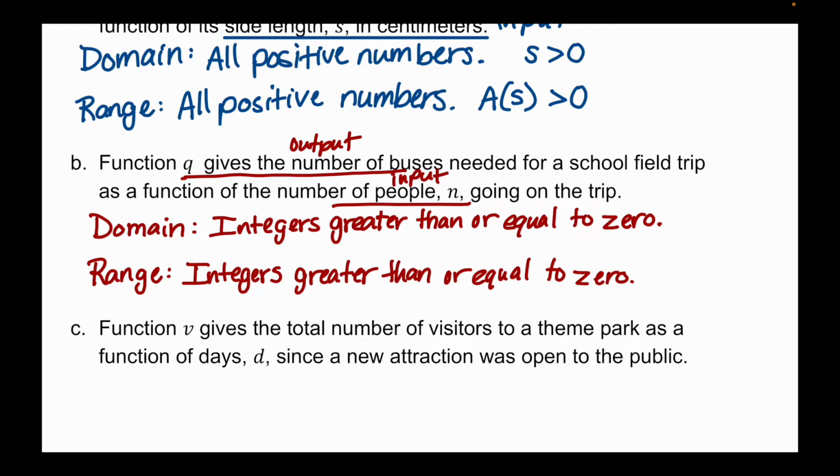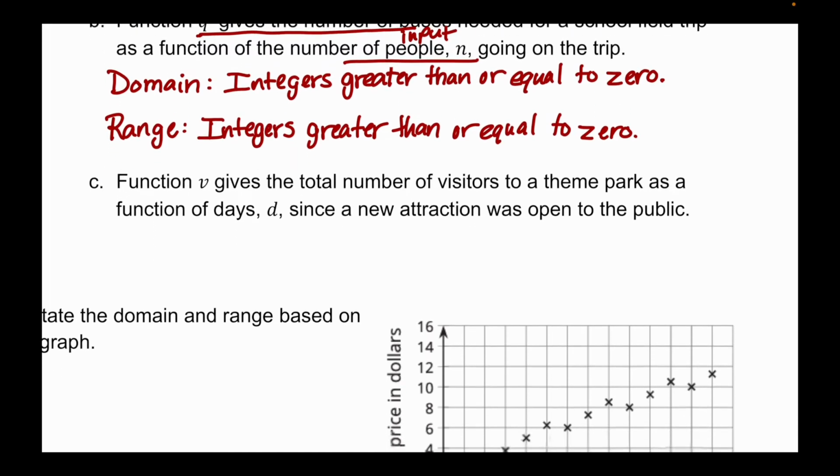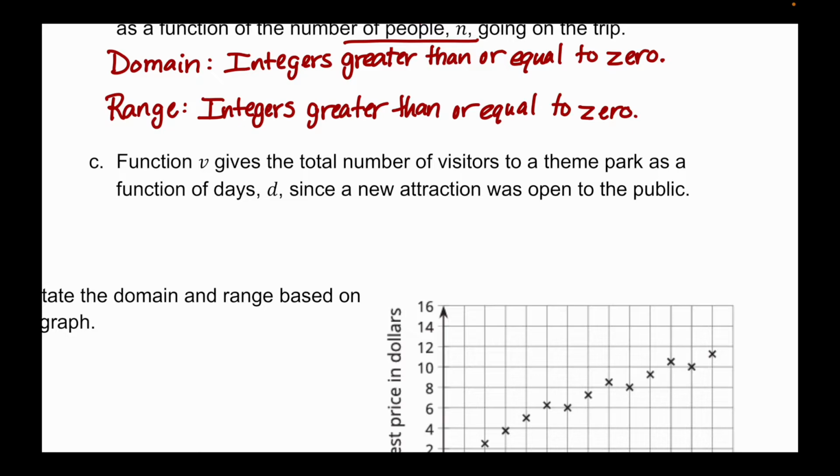If they gave us more detail, like each bus could fit a certain amount of people, then we could actually be more specific and say it's multiples of 5. But in this case, they don't give us any detail for that. So for part C, we have function v giving the total number of visitors to a theme park as a function of days since a new attraction was open to the public.